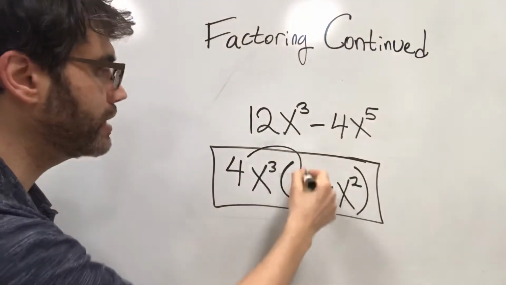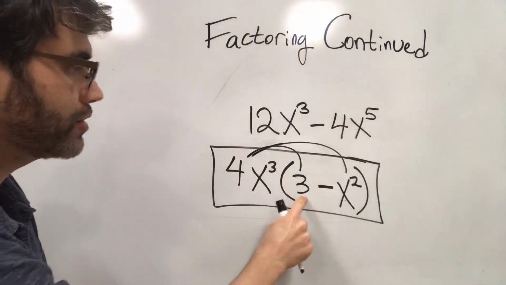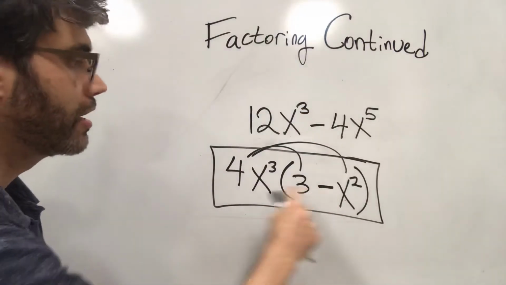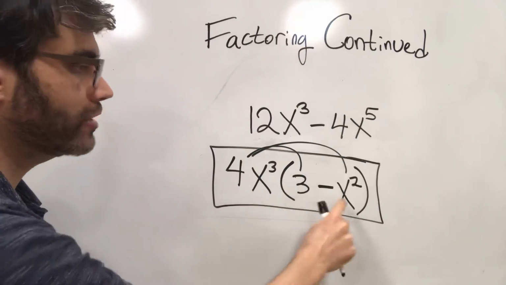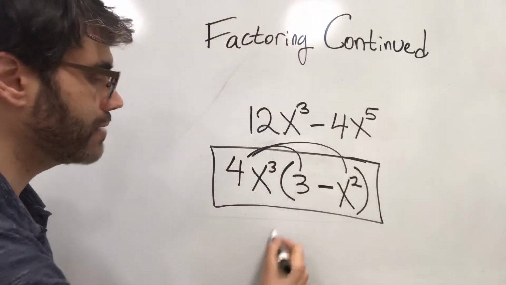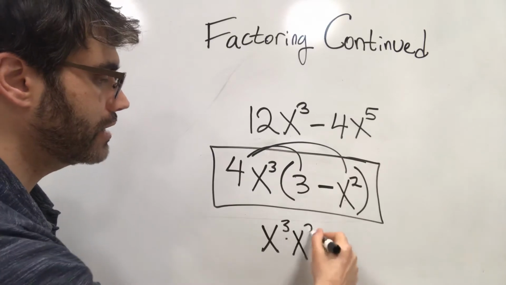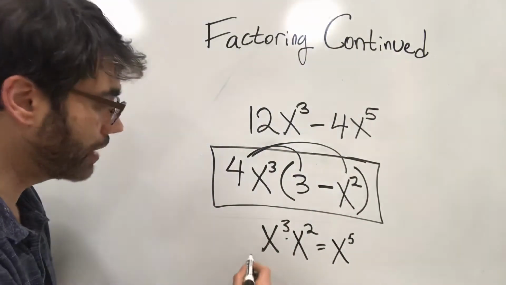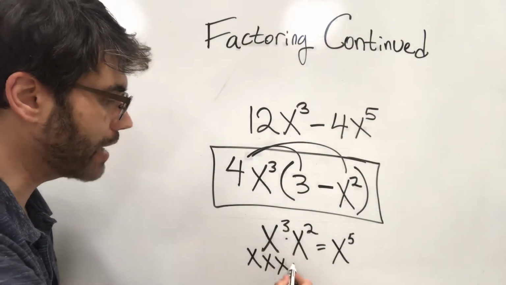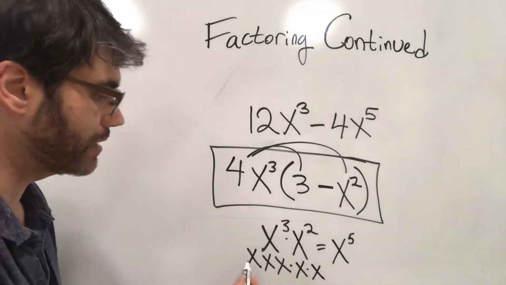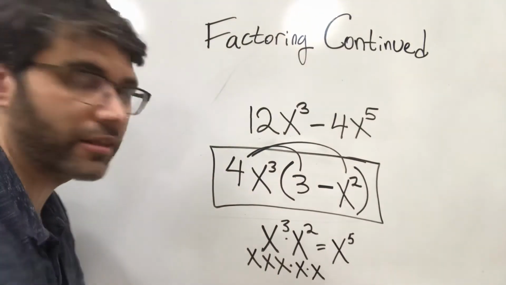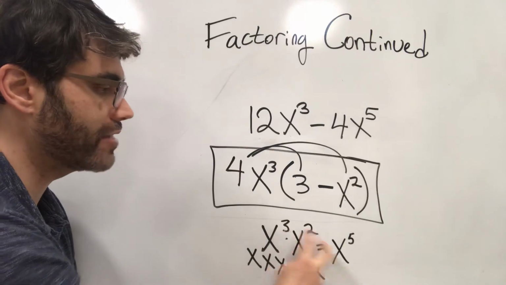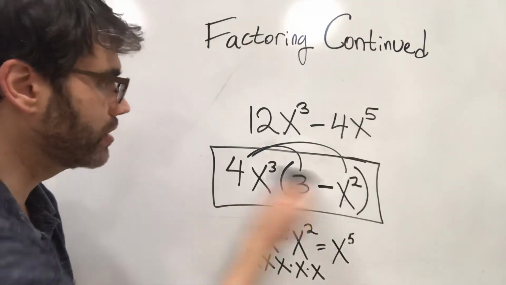Because if I distributed this back, 4 times 3 is 12, and then this x cubed goes with it. Subtracting 4 times x squared is 4x squared, and then x to the 3rd times x to the 2nd equals x to the 5th. Because what is this but x times x times x times x times x? That's x times itself 5 times, which is x to the 5th, okay? If you want to think about it, a shorthand is you just add these exponents. So this is how you would do that.